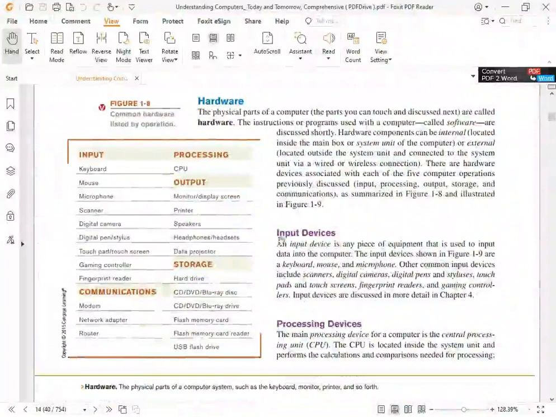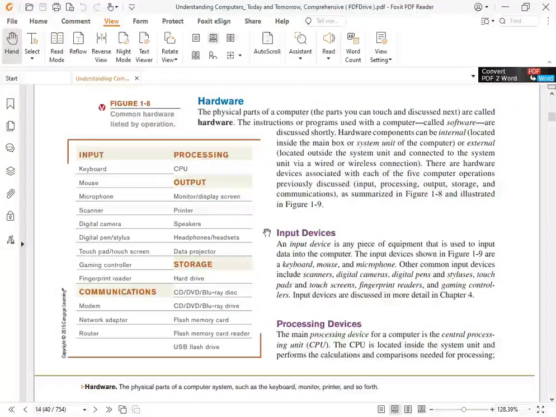Input devices. An input device is any piece of equipment that is used to input data into the computer. The input devices shown in Figure 1-9 are a keyboard, mouse, and microphone. Other common input devices include scanners, digital cameras, digital pens and styluses, touchpads and touch screens, fingerprint readers, and gaming controllers. Input devices are discussed in more detail in Chapter 4.